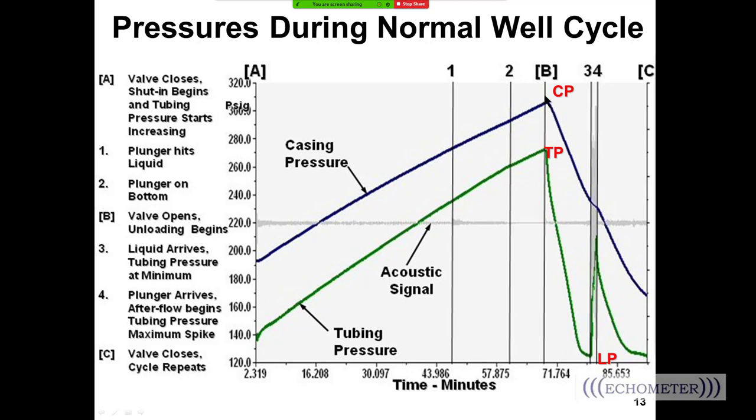And so if you look at your casing and your tubing pressure plot at the end of shut-in, and you look at your distance to your casing minus line pressure, and this distance here is more than half the distance, then usually the plunger won't come up. You usually have to have a smaller liquid load.